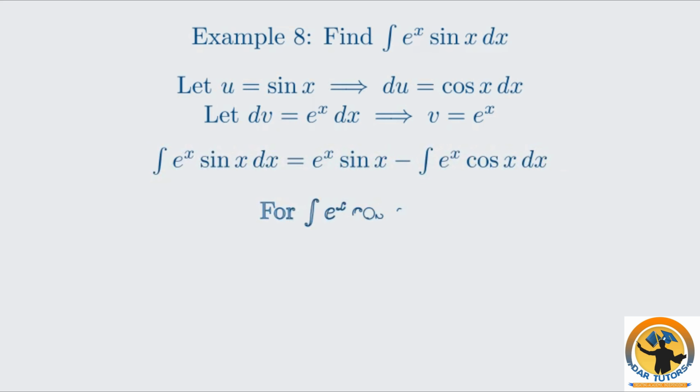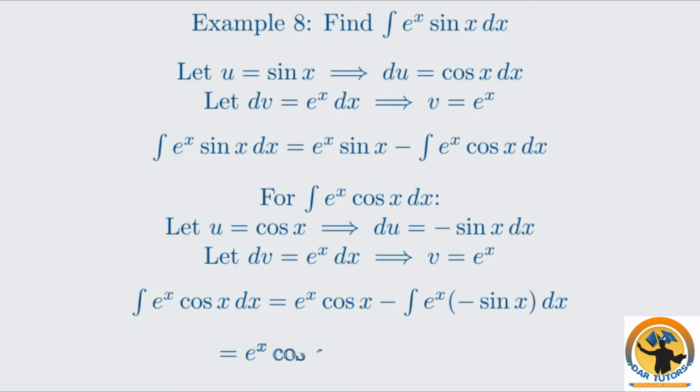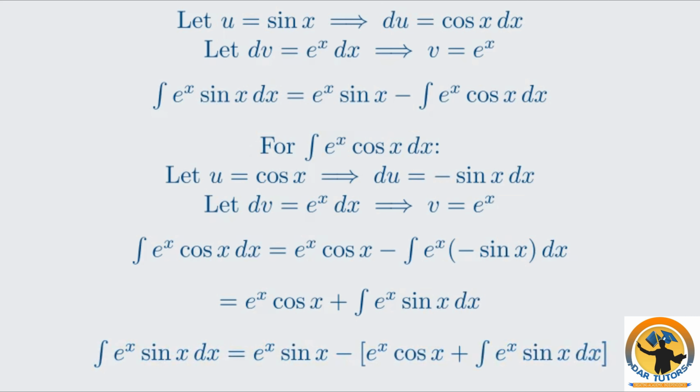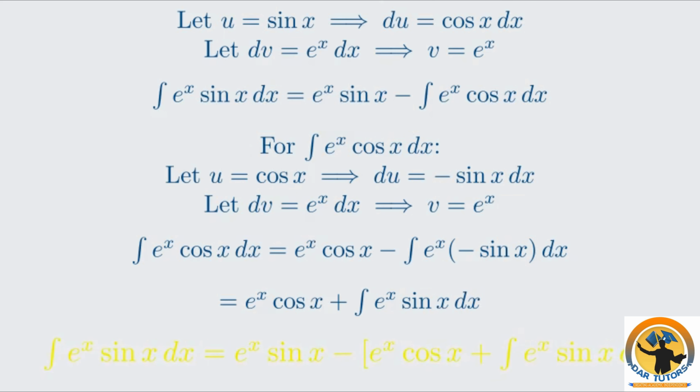Let's focus on the new integral, e to the x cosine x dx. Again, we choose u equals cosine x. Applying the formula again, we get e to the x cosine x minus the integral of e to the x times negative sine x dx. Now, let's substitute this back into our original equation. We have the integral of e to the x sine x equals e to the x sine x minus the entire expression we just found. Notice that the original integral has reappeared on the right side. This is a cyclic integral.